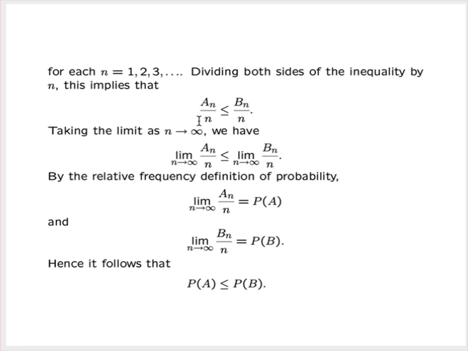And because it's true for all n, when we take the limit as n goes to infinity, the limit of cap A sub n over n is less than or equal to the limit of B sub n over n. Now, the left-hand side is just the probability of A, and the right side is the probability of B. And so we get our result: the probability of A is less than or equal to the probability of B. So that's the end of this proof.